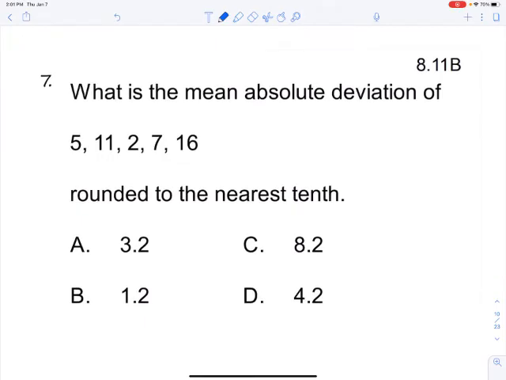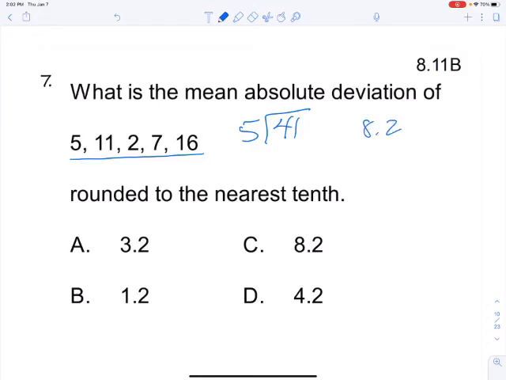Okay, question number 7. What is the mean absolute deviation of 5, 11, 2, 7, and 16 rounded to the nearest 10th? Okay, well, in this one right here, what we're looking for is the mean absolute deviation, which means that there's a 3-step process. Step number 1 is find the mean. So that means we add all these numbers up, and we divide by 5. You end up with 41 as your answer, and so we divide that by 5, and you end up with 8.2 as your mean.